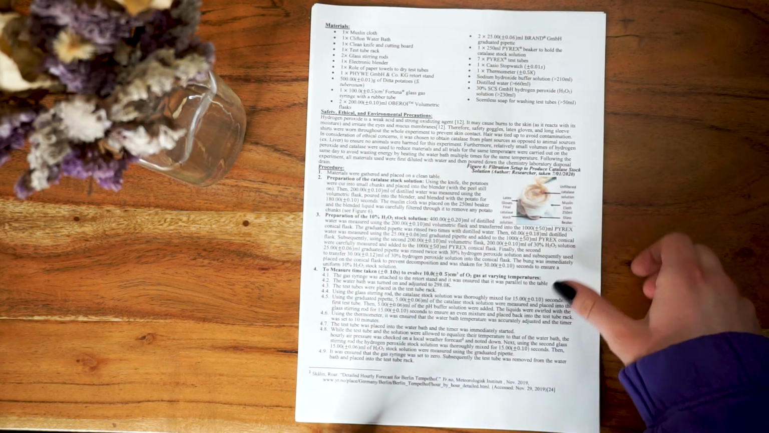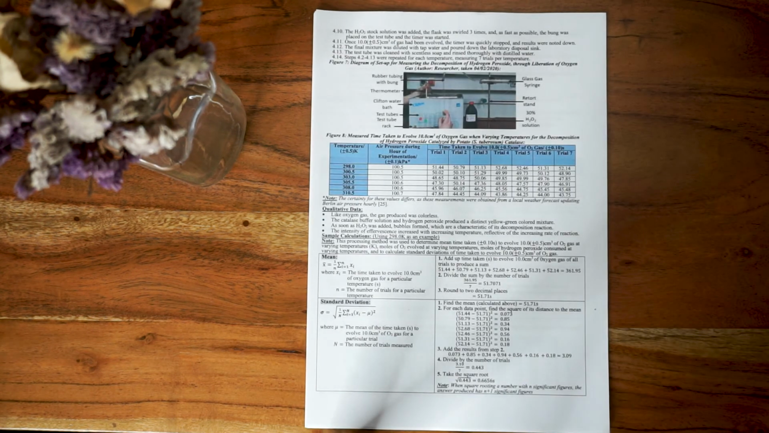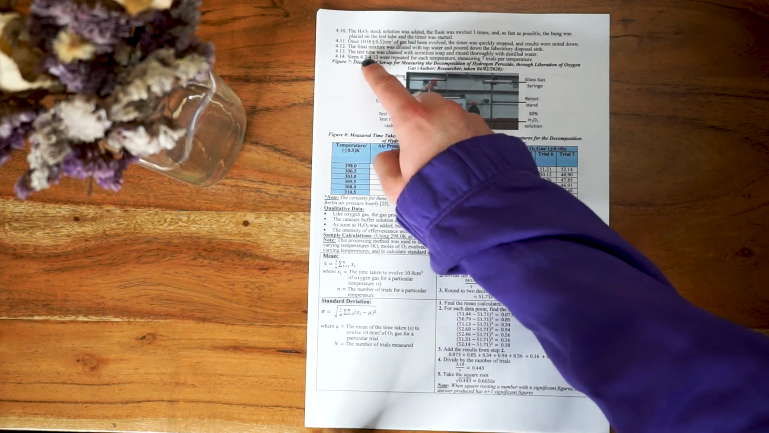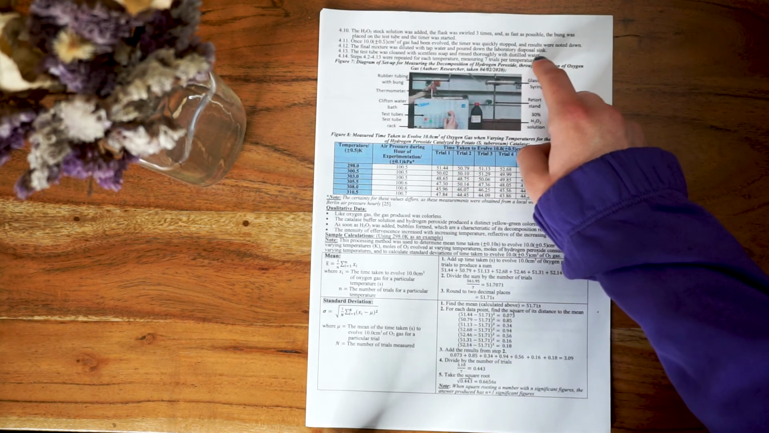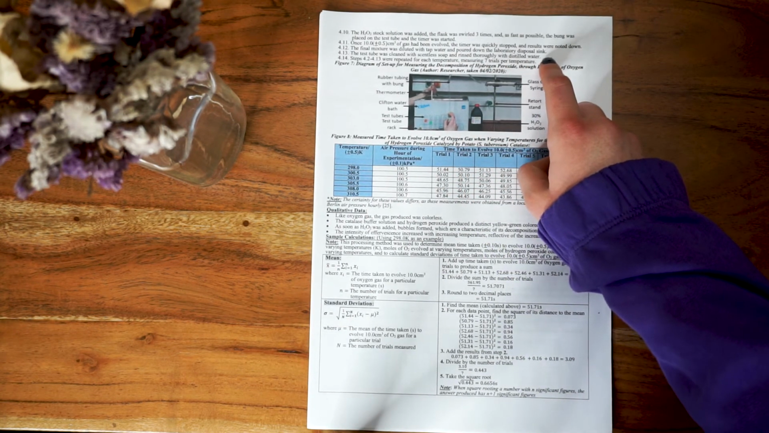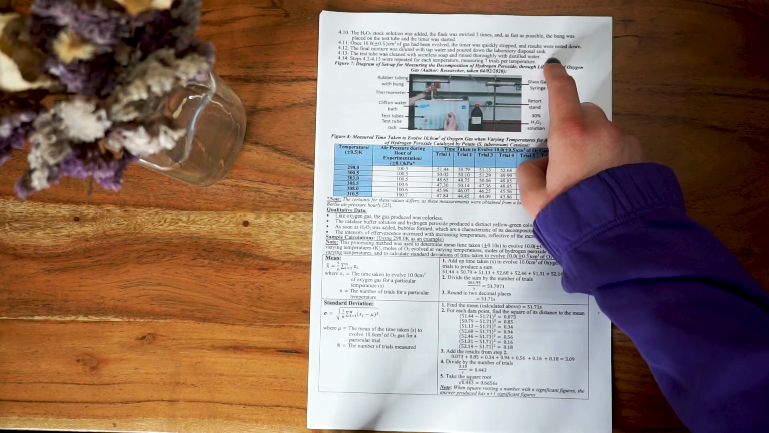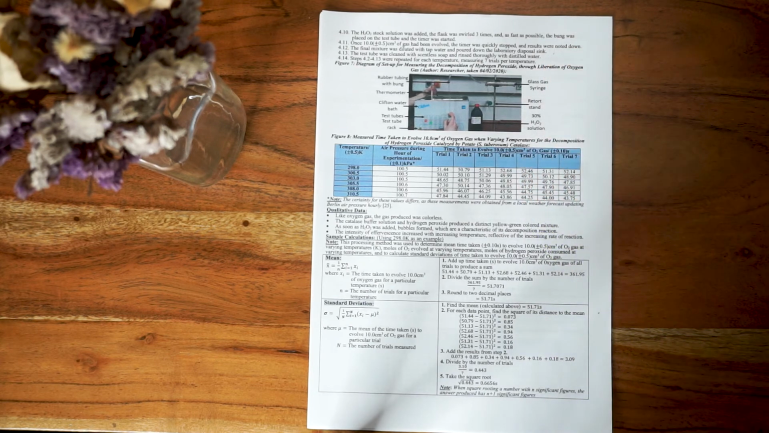In my procedure, I then wrote in step 4.12, the final mixture was diluted with tap water and poured down the laboratory disposal sink. If you dilute a solution, it is likely also effective to present your dilutions in table format after whatever step in your procedure discusses the dilution, since it is simpler to read for the examiner.